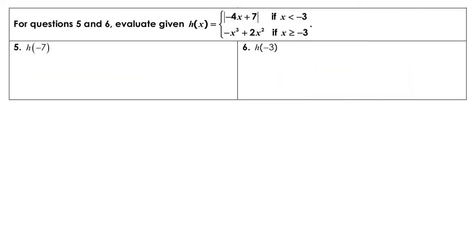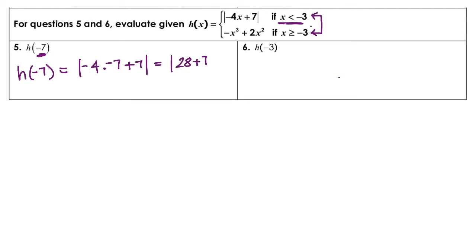Okay, for question 5, again we have a piecewise function, and when we're substituting in -7, you don't substitute into both parts. You need to see where -7 is in terms of these inequalities, and -7 is less than -3. So when we evaluate h at -7, we're going to substitute into the top part of the piecewise function. And so we're going to have the absolute value of 28 plus 7, and so we're going to end up with a positive 35.